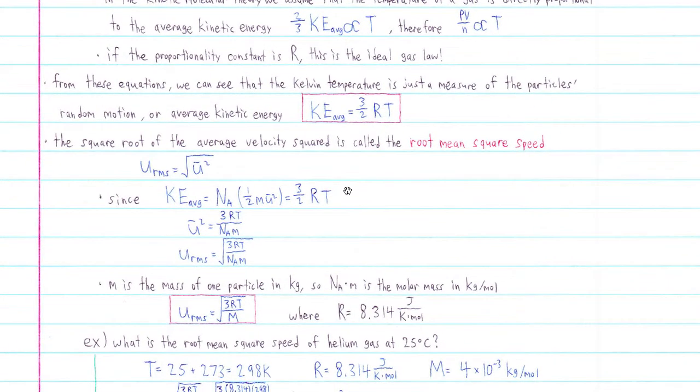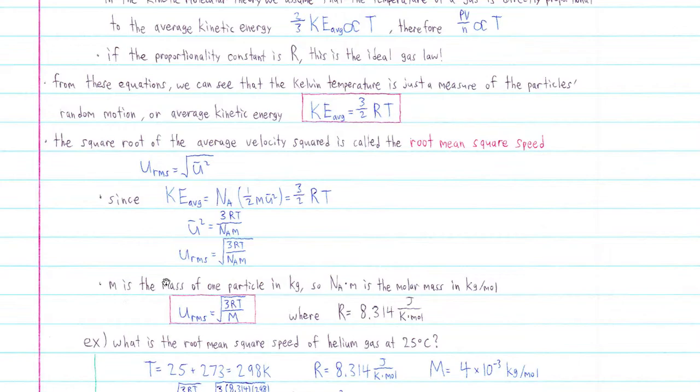And we can also define the root mean square speed as the square root of this average velocity squared. So since the kinetic energy is equal to Avogadro's number times 1/2 mu squared, we found that earlier. And we also found that the average kinetic energy is equal to 3/2 times RT. If we set these equal to each other, we can solve for the average u squared. And then if we take the square root of both sides, that'll be the root mean square speed.